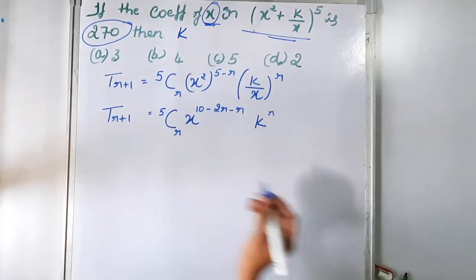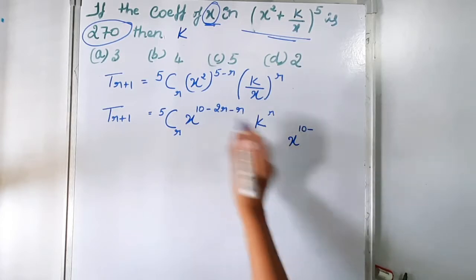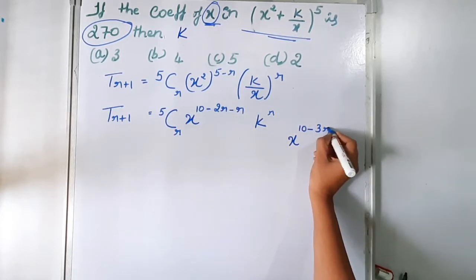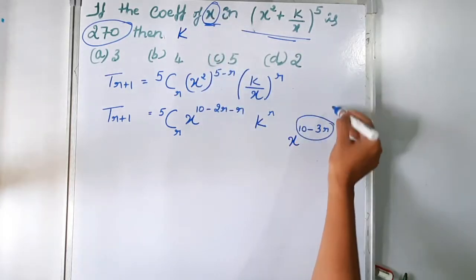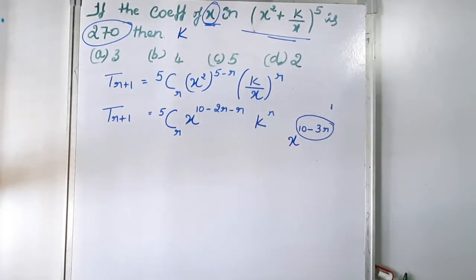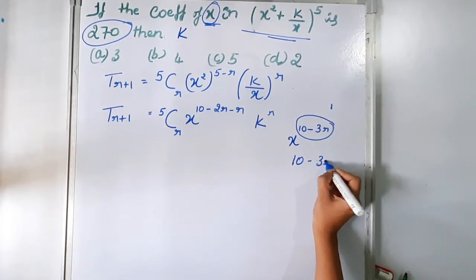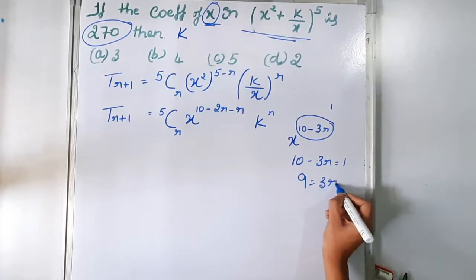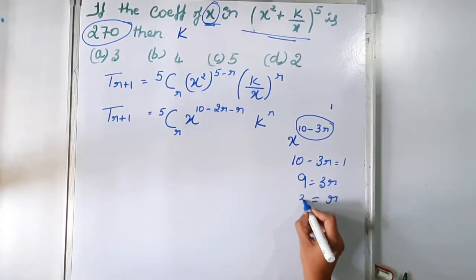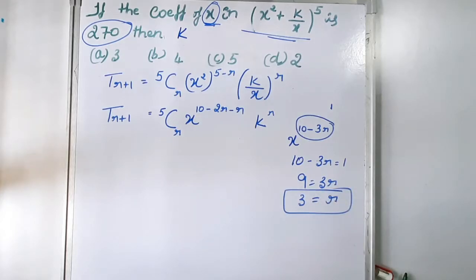Now we got x to the power 10 minus 2r minus r, which is 10 minus 3r. We are finding the coefficient of x, so this exponent should be equal to 1. Right? Then only we'll get the coefficient of x. So we equate 10 minus 3r equal to 1. 10 minus 1 is 9, equal to 3r. The value of r is equal to 3. So half of the work is done. We got the value of r. Now you just have to find the value of k.